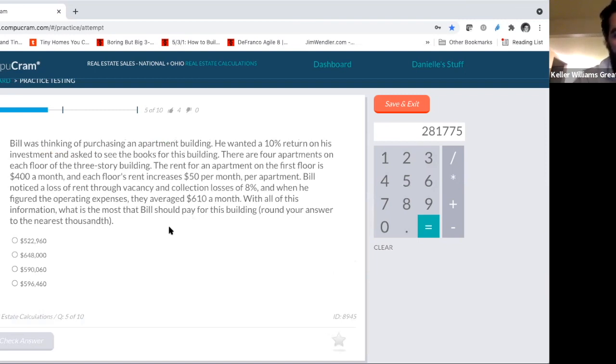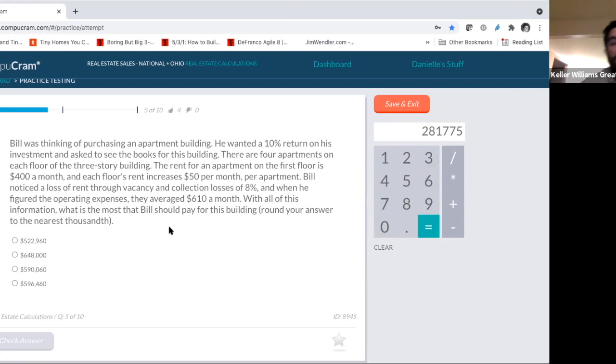All right, big one here. Bill was thinking of purchasing an apartment building. He wants 10% return on his investment and asked to see the books. There are 4 apartments on each floor of a 3-story building. The rent for an apartment on the first floor is $400, and the rent increases by $50 per month per floor. Bill noticed a rent loss of vacancy and collections of 8%, and when he figured the operating expenses, they averaged $610 a month. With all of this information, what should Bill pay for the building, rounding to the nearest 1,000?